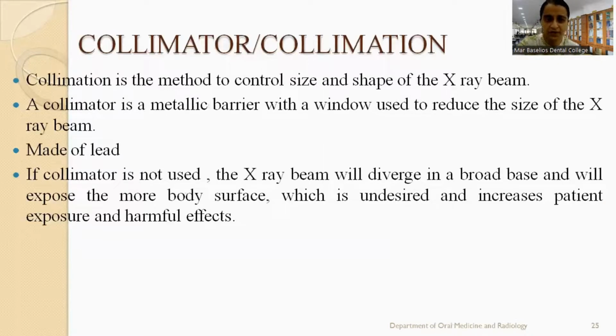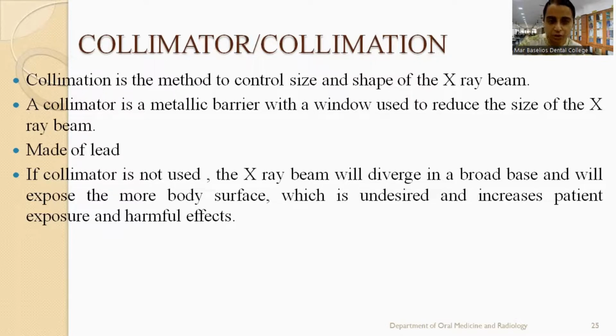Next, you have the collimator. A collimator is the device that is used to control the size and the shape of the X-ray beam. A collimator is actually a metallic barrier with a window that is used to reduce the size of the X-ray beam. It is made up of lead.